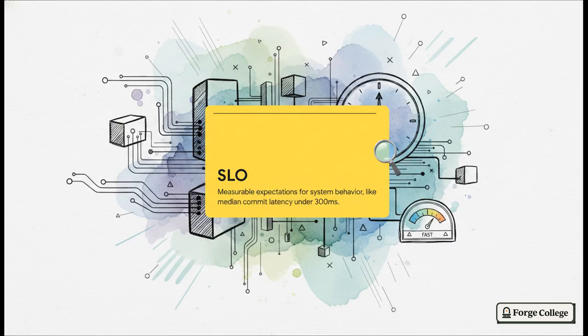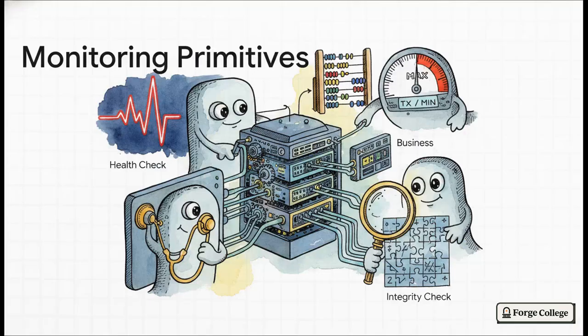If you chose a synchronous commit earlier that spikes your latency, well, you've got to justify it right here against the specific priorities you set back in Lesson 2. To measure those SLOs, absolutely every single component in your architecture needs these 3 essential monitoring primitives attached to it. First, a health check, simply to tell you if the process is actually up. Second, a business metric, like transactions per minute, to show if it's doing useful work. And third, an integrity check, like ledger hash alignment, to mathematically prove the data is completely correct.